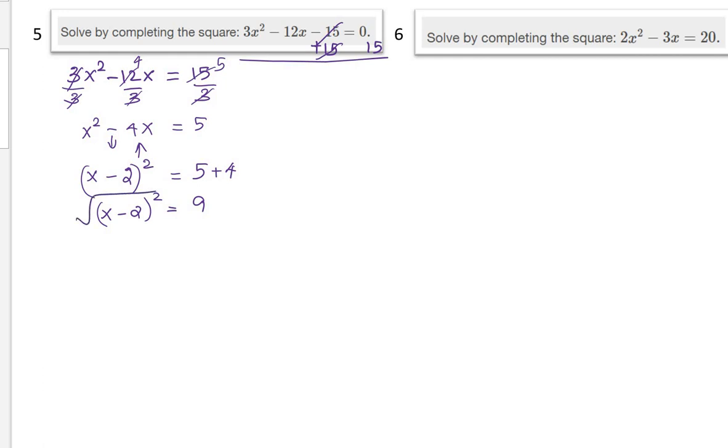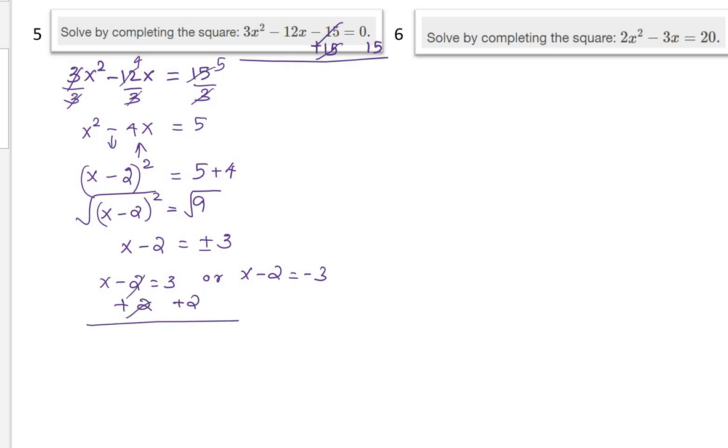Okay, so take the square root on both sides. So x minus 2 the whole square, when we take the square root, that becomes x minus 2. Right? And this is equal to, what is square root of 9? Plus or minus 3. So x minus 2 equal to 3, or x minus 2 equal to negative 3, right? Okay, so when we add 2 on both sides, these 2 get cancelled, so we will get x is equal to 5 here. And here also we can add 2 on both sides, so that will lead you to x is equal to negative 1. So we have 2 solutions, x is equal to 5 or x is equal to negative 1.